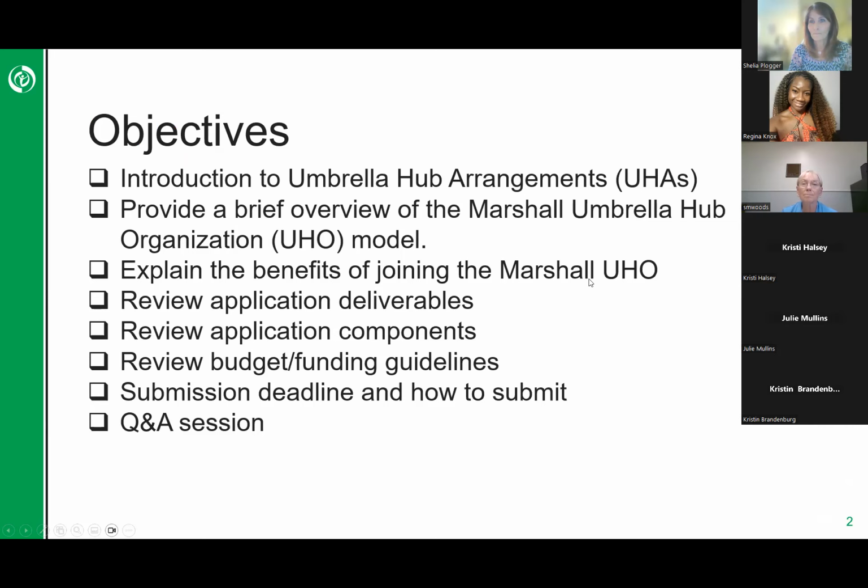So thank you so much for joining us. During today's information session, we're going to cover some key elements, which are listed on the screen. We're going to provide an introduction to Umbrella Hub arrangements. We're going to provide a brief overview of the Marshall Umbrella Hub organization, what our model is. We will explain the benefits of joining the Marshall Umbrella Hub. We're going to review the application deliverables in each of the components. We will review the budget and the funding guidelines, and also we will cover what the submission deadline is and how to submit the application. And then we'll just open it up for general questions and answers at the end.